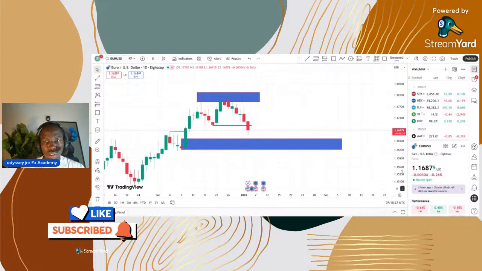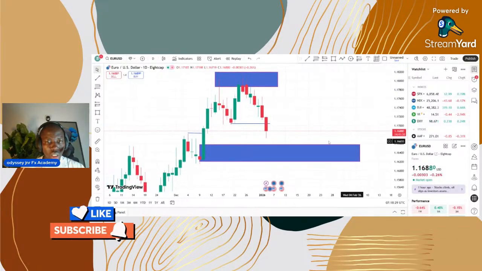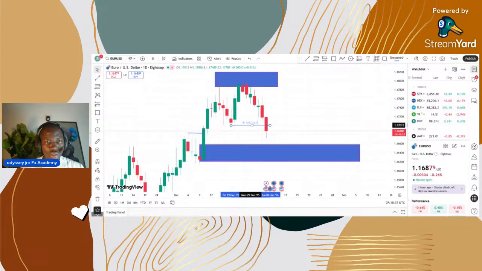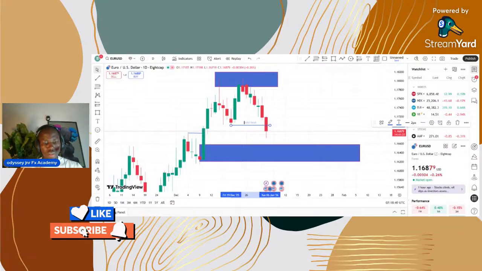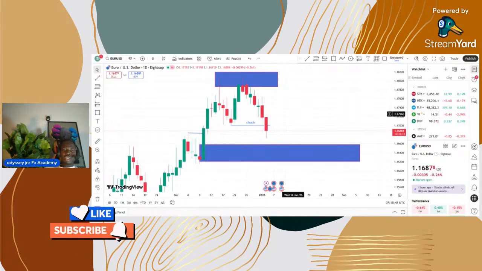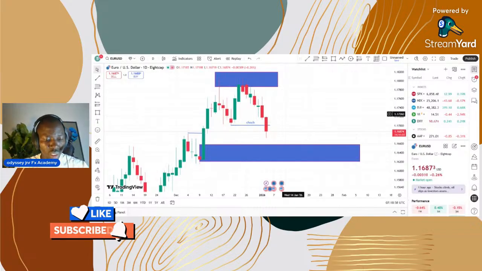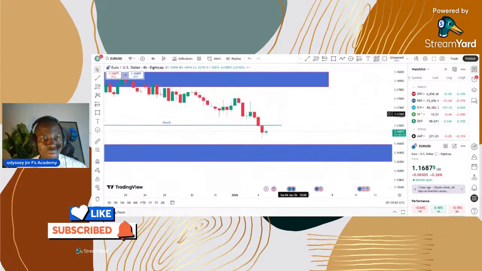So that's to say, after the change of character, we have not gotten any other. This is a change of character. So after this change of character, we have not gotten any other break of structure. So it's bearish. So we'll be looking at the 4 hours to see what we have.